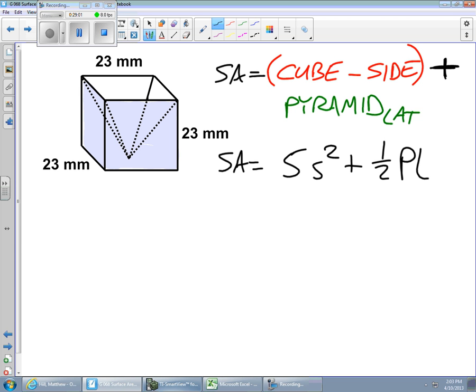Not sure what problem Isaac's looking at over there, but here in geometry class, we've got a pyramid, 1/2 PL. Now that's a simple enough looking formula, certainly the easiest looking one that we've seen so far. Let's see what we've got. We've got 5, which needs to be multiplied by side squared. Do we know the measurement for side? Okay, side of the cube's 23 millimeters, so that's easy enough. Plus 1/2 times P, capital P, that's the perimeter of the base of your pyramid.